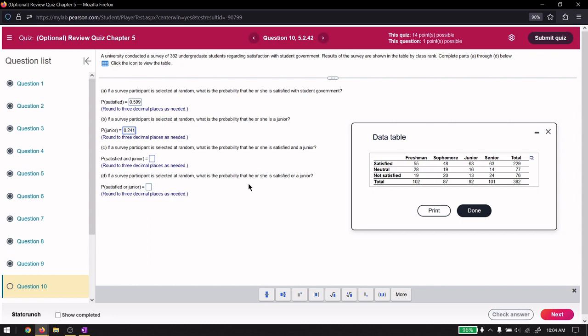Okay, if a survey participant is selected at random, what's the probability that he or she is satisfied and a junior? So we know it's going to be satisfied and a junior. There's only 63 of them that were surveyed. So 63 out of the total, which is 382.